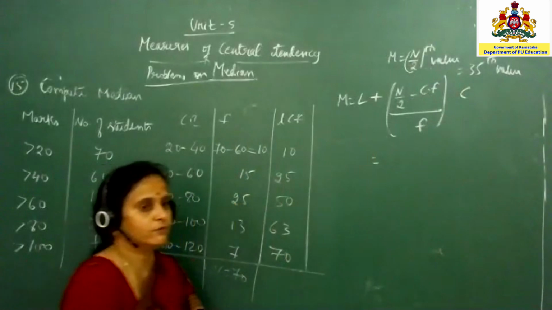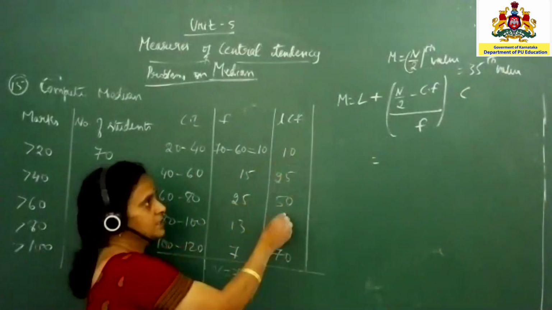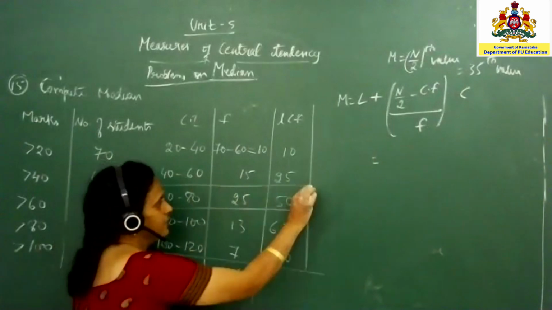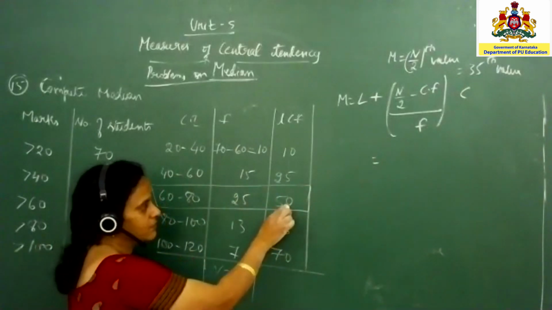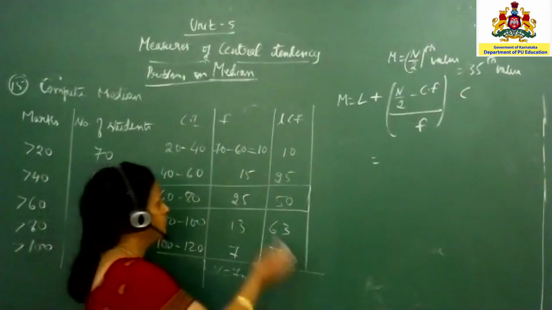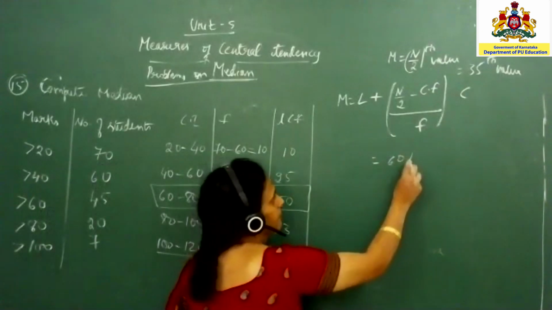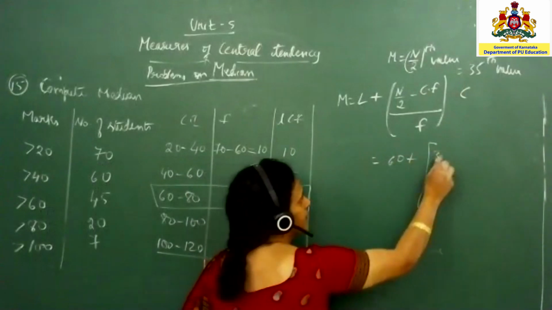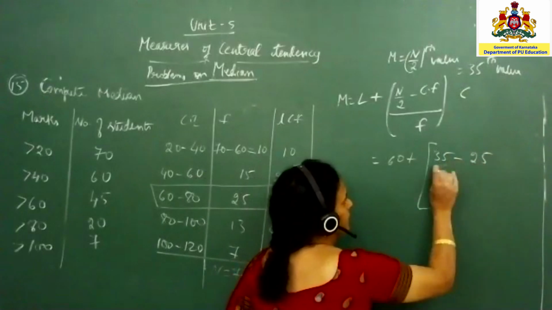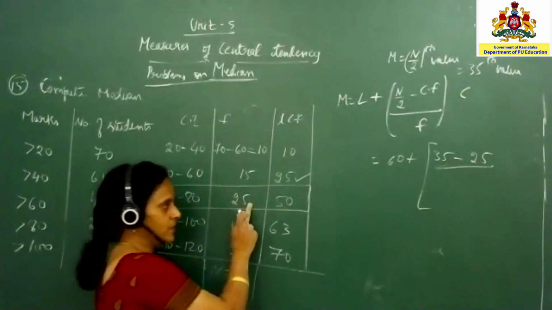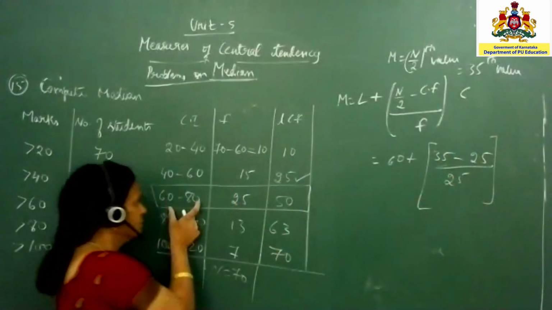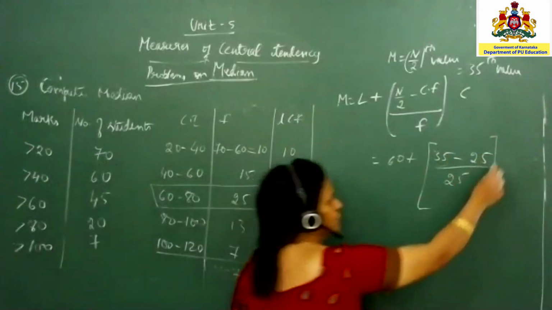So 35th value. Next, as usual, I will just search the value which is greater than 35. Here we are getting 50 is the class interval. So 50 is the value which is greater than 35. So corresponding to that, there is 60 plus n by 2 is 35 minus preceding, that is 25, divided by f. So here it is 25, median class frequency, and c is the width, 80 minus 60, it is 20.